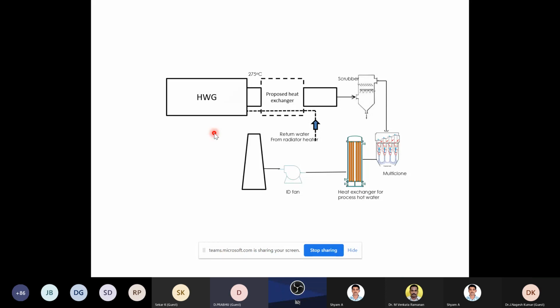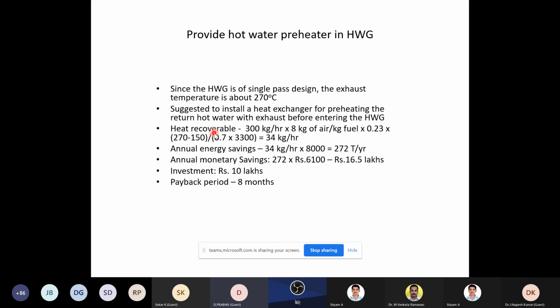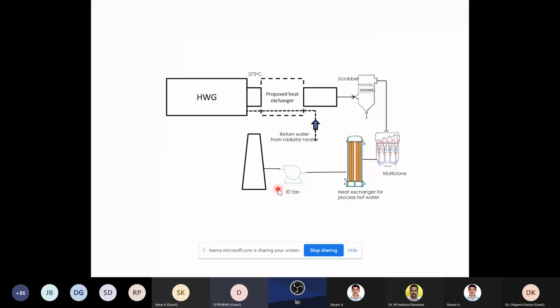So when you do this, the amount of briquettes that they needed to fire was reduced by nearly 10%. So it saved them about 16.272 tons of briquettes per year. So the investment is 10 lakhs and paid back in 8 months. This is one simple case.